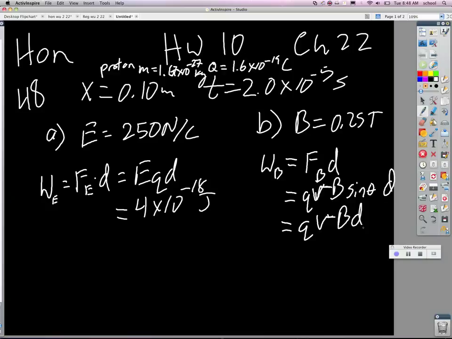So V is given by here. And since it says uniform velocity, that means constant. Does that make sense? And if it's constant, then the velocity at any time is going to equal the average velocity. So V is just going to be x over t. So we have Q x over t times B times D.